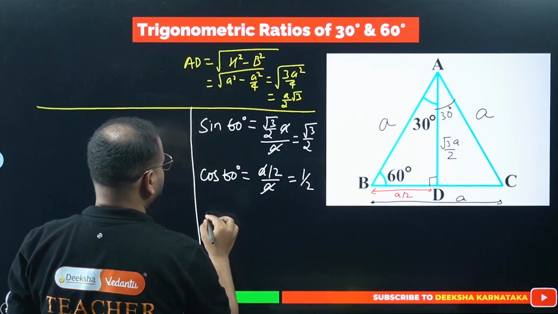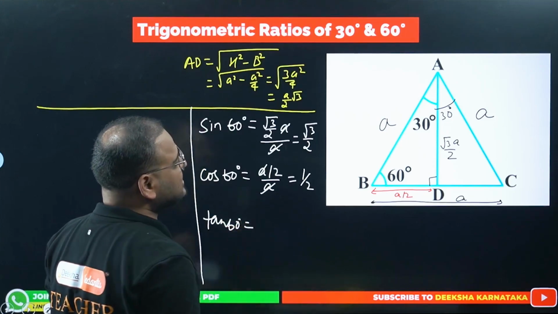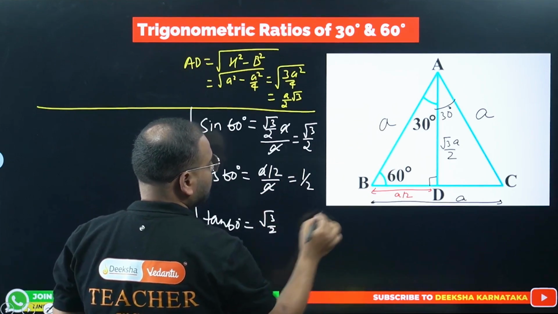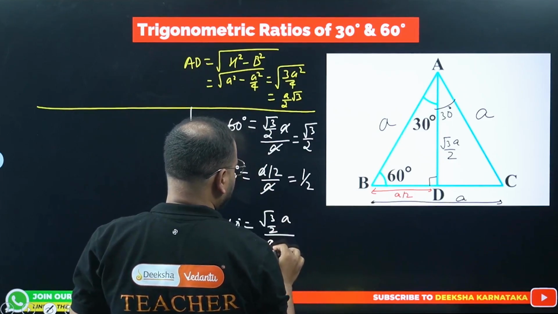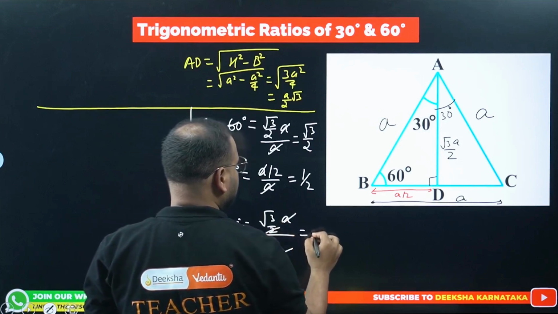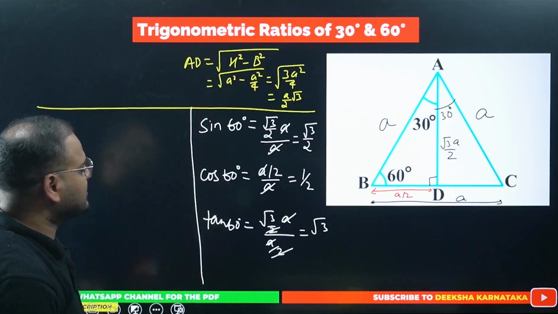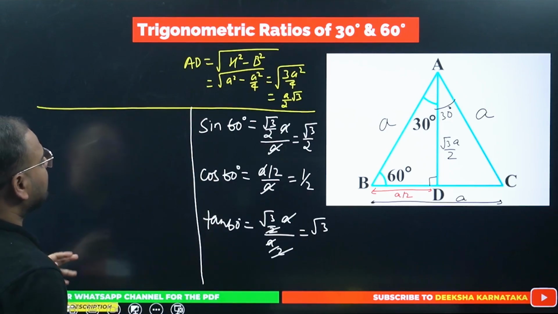What about tan 60 degrees? Tan 60 degrees will be the ratio of these two. So root 3 by 2A divided by A by 2, perpendicular and the base. 2 goes out, A goes out. What is my answer? Just root 3. So I have sin 60, cos 60, tan 60. Let's do the last part, which is sin 30, cos 30, tan 30.